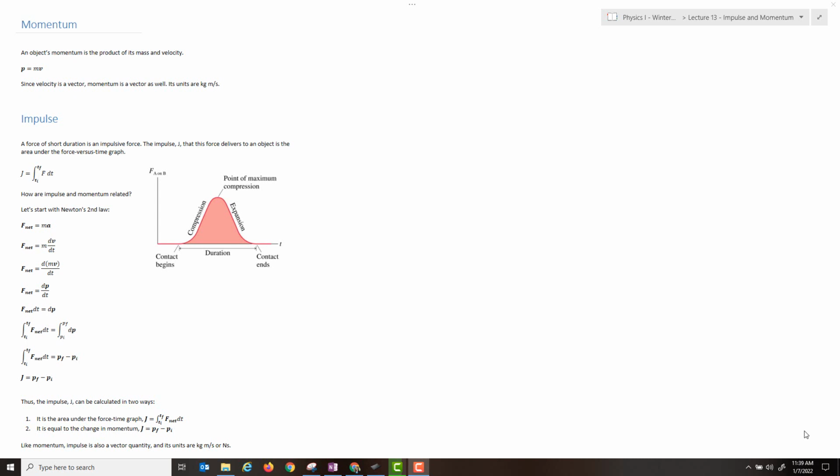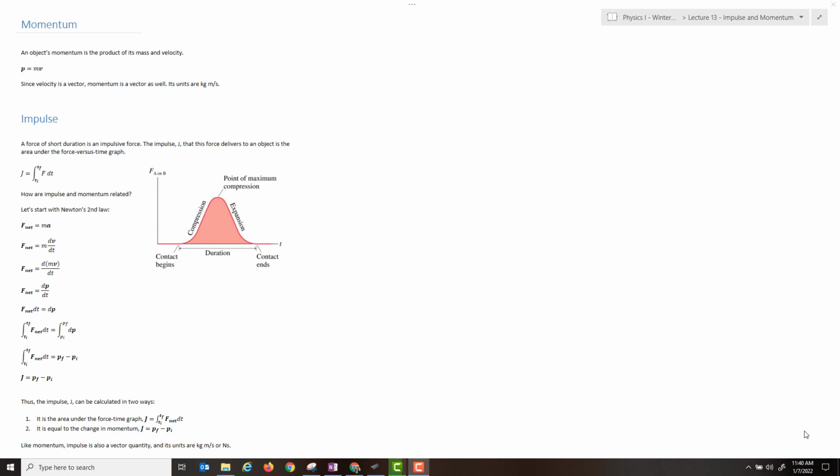All right, so now we're going to talk about momentum and impulse. So first with momentum. Momentum is a vector quantity, and it just equals an object's mass times its velocity. It's just the product of the object's mass and velocity. If the velocity of an object is 0, so if it's not moving, then its momentum is 0.